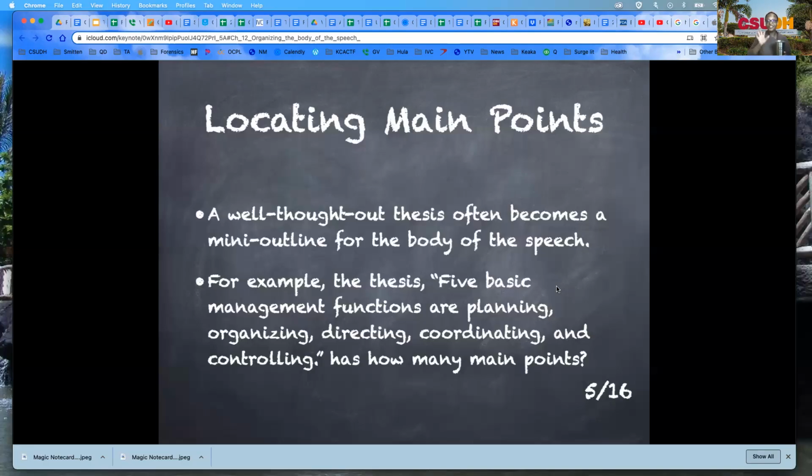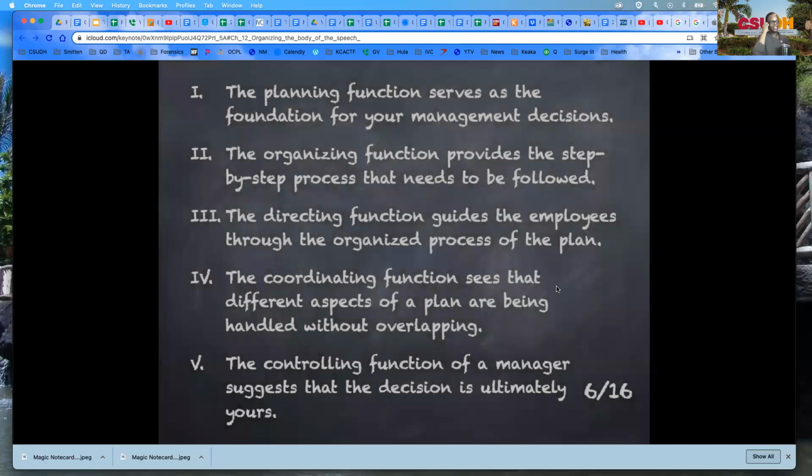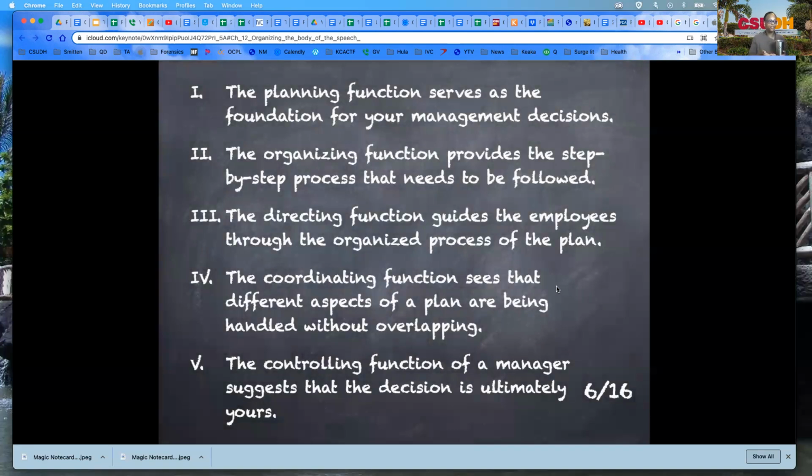It has 5, because you just listed them there. That's the preview of your main points, okay? So you can see them here. Planning function, the organizing function, the directing function, the coordinating function, and the controlling function. They're all there. There's your 5 main points. You just previewed them. That is your thesis, okay?